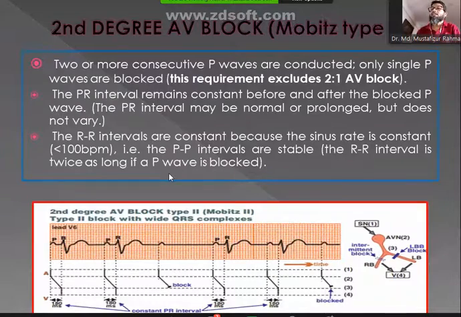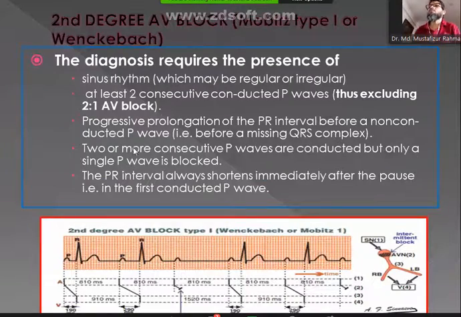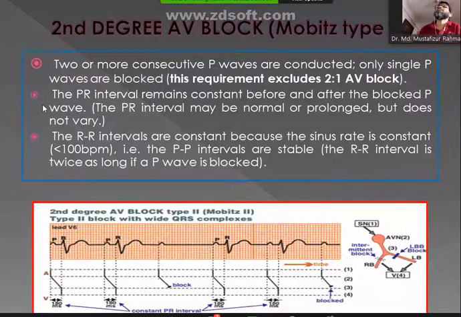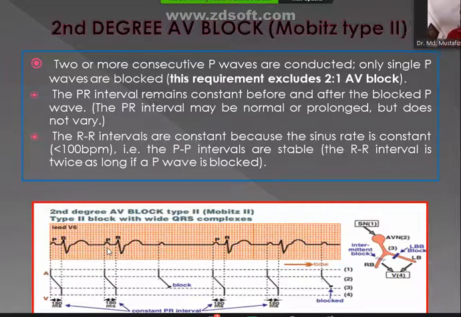And another thing is that only one P wave is blocked. Only one P wave is blocked. And second degree AV block Mobitz type 2: 2 or more consecutive P waves are conducted, and only one single P wave is blocked.